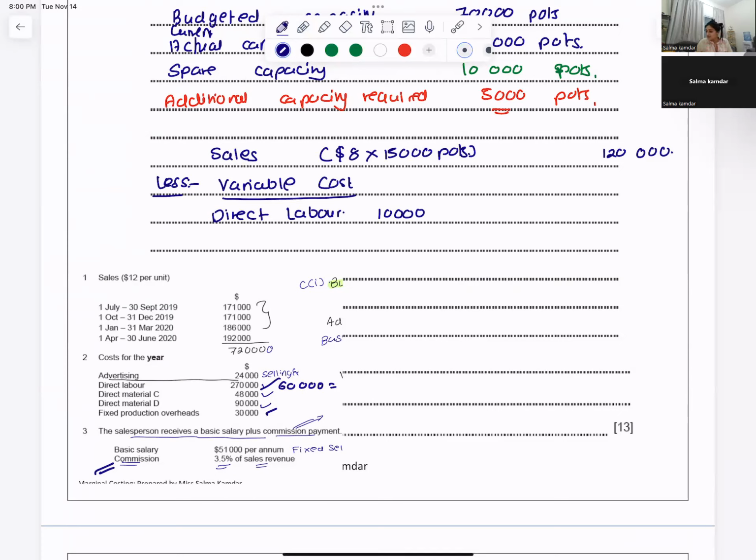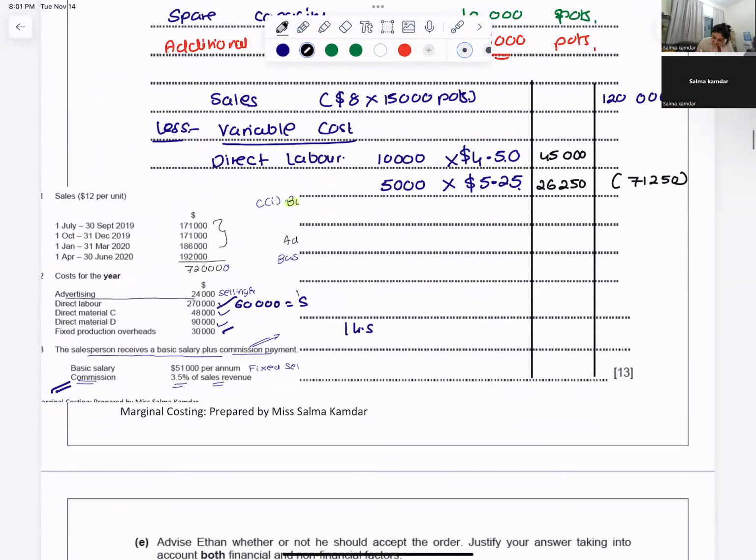Now let's go ahead with variable cost. One is direct labor, and one is direct material. Direct material for 60,000 units of material C would be 48,000 divided by 60,000. This is 0.80 per pot for material C and 0.84 per pot for material D.